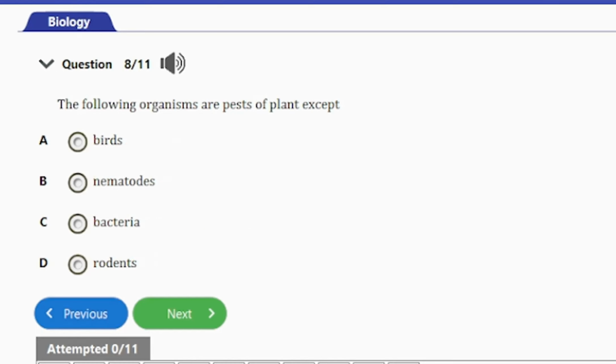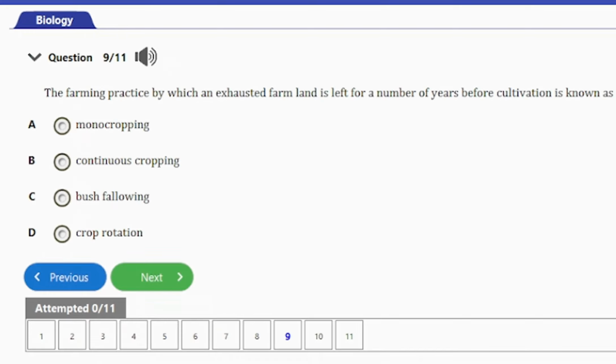Question number 8 here. So the question says, the following organisms are pests of plants except A. birds, B. nematodes, C. bacteria, and D. rodents. So guys, the answer to this question is option C here, and that's bacteria. Bacteria are not considered pests of plants, so that's the odd option here, while birds, nematodes, and rodents are all considered pests. So that's it for that question. Let's consider the next question, question number 9.